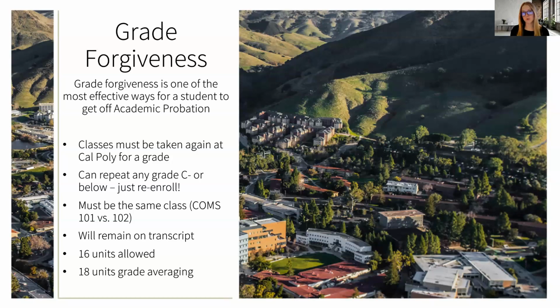The original grade will remain on your transcript. So if, let's say it was a D, it'll stay on your transcript, but the next time you take the class, if you get a B, only the B would factor into your GPA. So it would be as if the original grade doesn't exist. You have 16 units to take for grade forgiveness, so approximately 4 classes. And then outside of that, you have 18 units to use toward what we call grade averaging. So all of the grades just average together in your GPA.